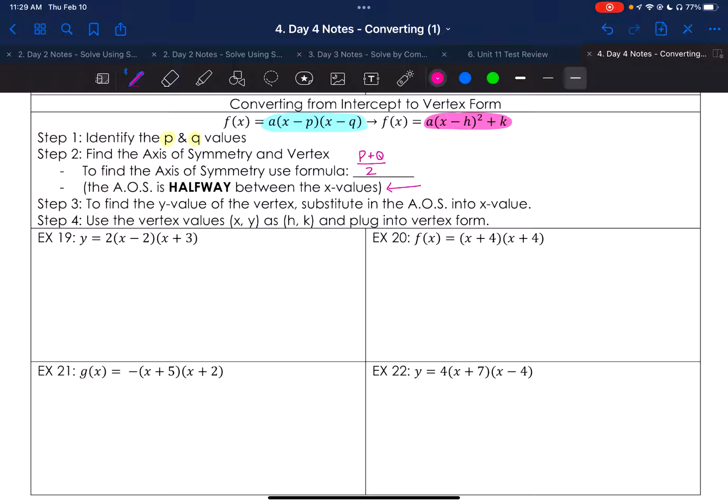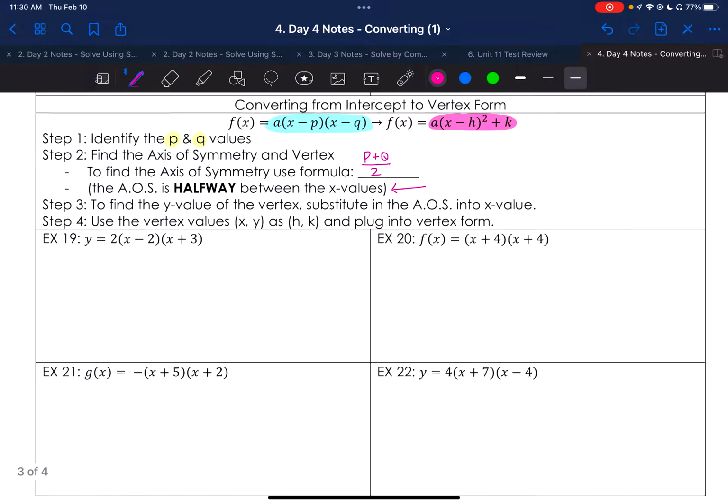To find the y value of the vertex, we'll plug in our axis of symmetry for x, and then we'll use our vertex values x and y as h and k and plug it into our vertex form. So let's work out a problem so that you can better see this.